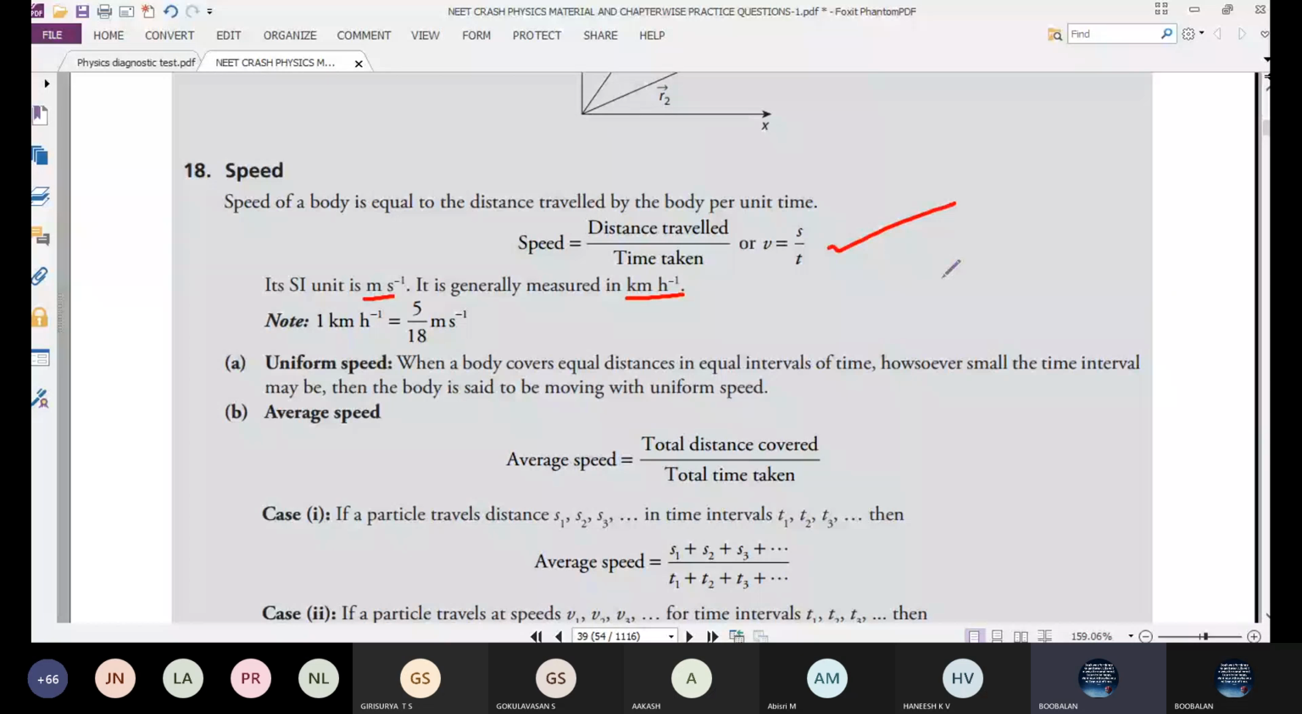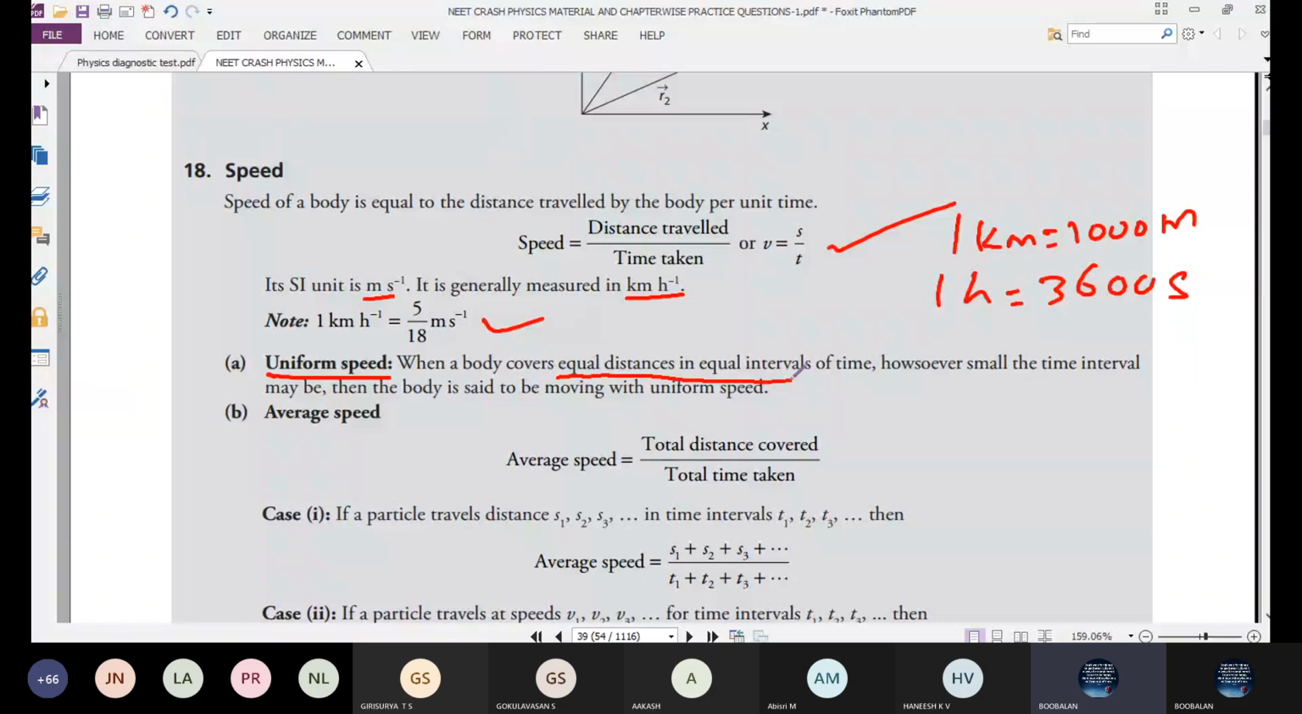1 kilometer is equal to 1000 meter. 1 hour is equal to 3600 seconds, 60 into 60. So simplify that, you will get 5 by 18 meter per second. Okay, next one, uniform speed. When a body covers equal distance in equal intervals of time, that word equal is very, very important. And give me some example.